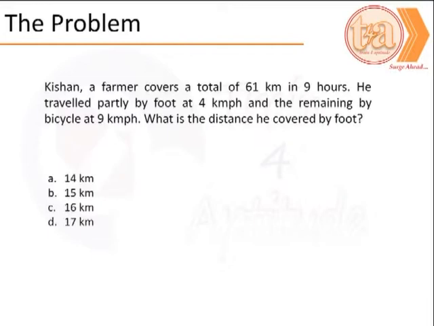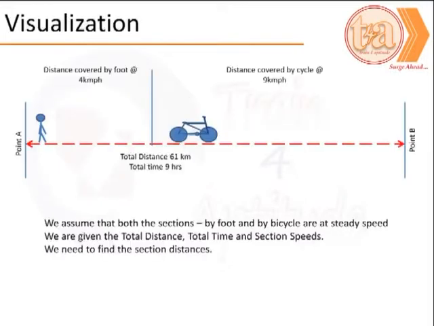Kishan, a farmer, covers a total of 61 kilometers in 9 hours. He traveled partly by foot at 4 kilometers per hour and the remaining distance by bicycle at 9 kilometers per hour. What is the distance he covered by foot? Our options are A 14 kilometers, B 15 kilometers, C 16 kilometers, D 17 kilometers.